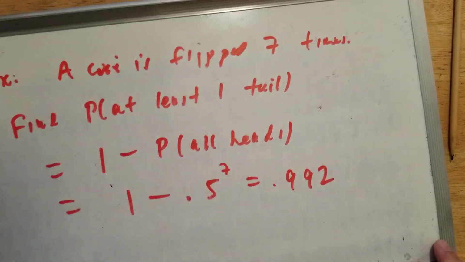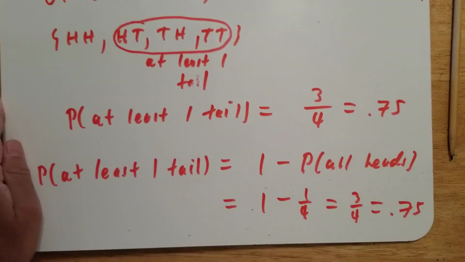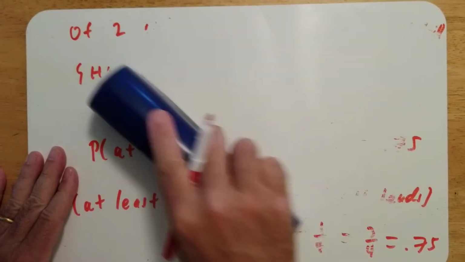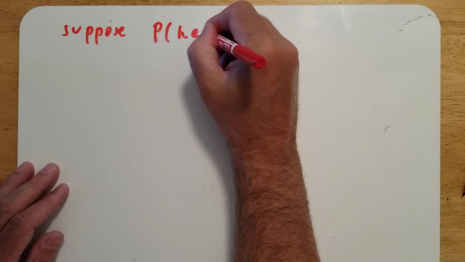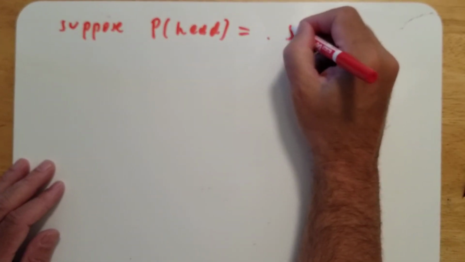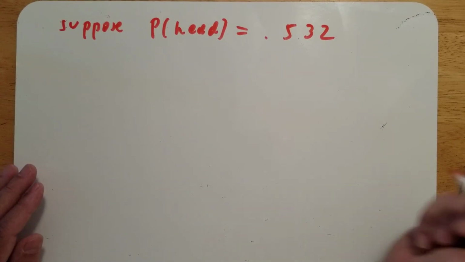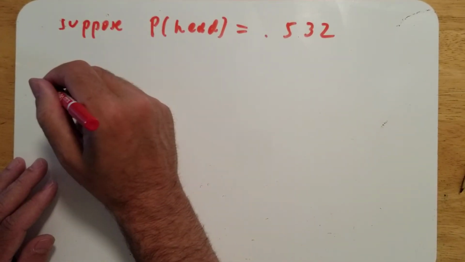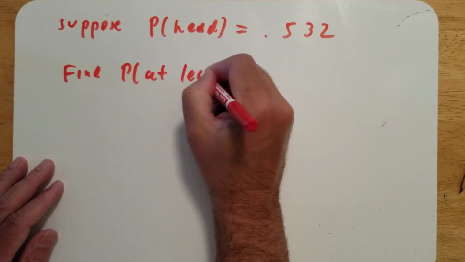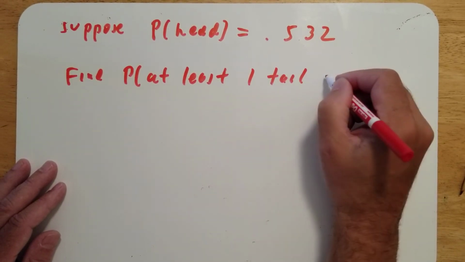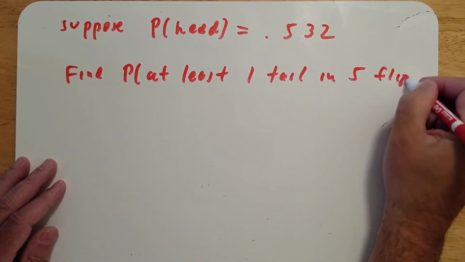Now, one more example of this. Suppose, instead of having a fair coin, suppose we had an unfair coin. So instead of the probability of flipping a head being 0.5, now suppose the probability of head on a flip is, say, 0.532, so it's not a fair coin, but we can still apply the same principle to answer the question, find the probability of at least one tail in 5 flips.